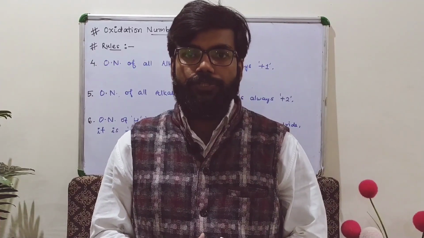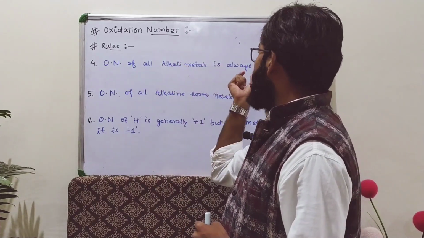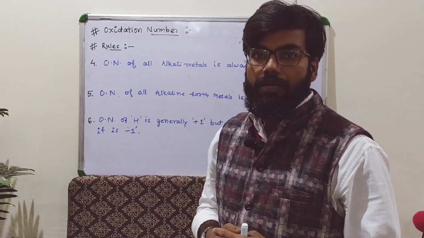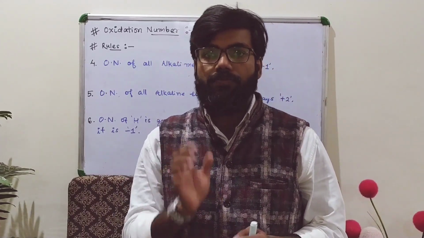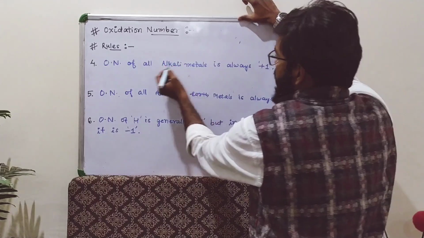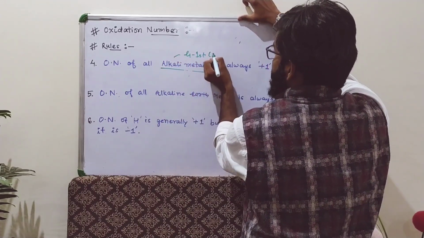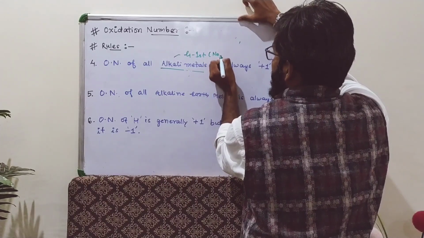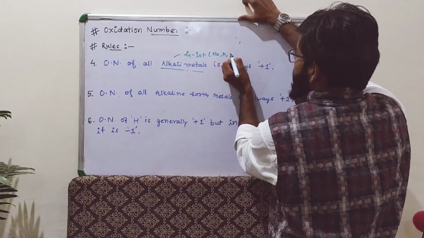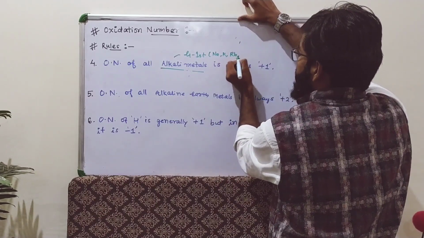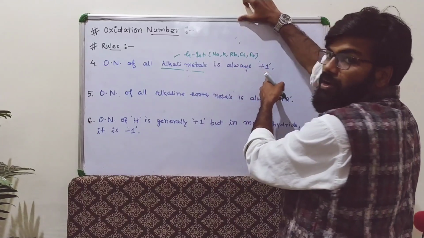Now we are coming to the next rule, that is the fourth rule. What it is saying: the oxidation number of all alkali metals is always plus 1. It is saying that elements of group first always have plus 1 oxidation state. Alkali means group first elements, that is sodium, potassium, rubidium, cesium, francium. For these it is always plus 1 oxidation state.